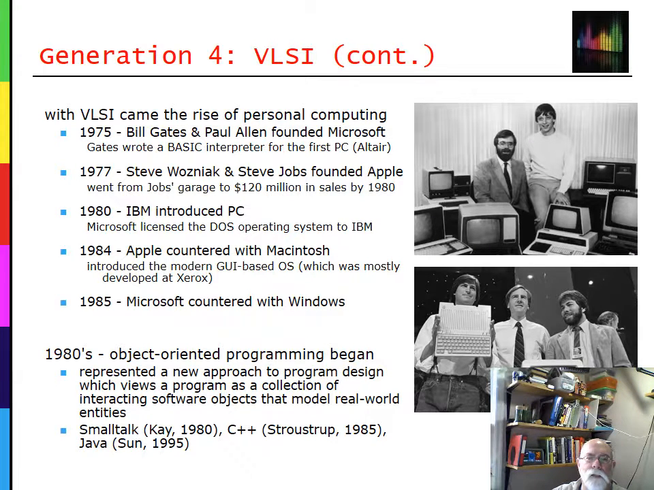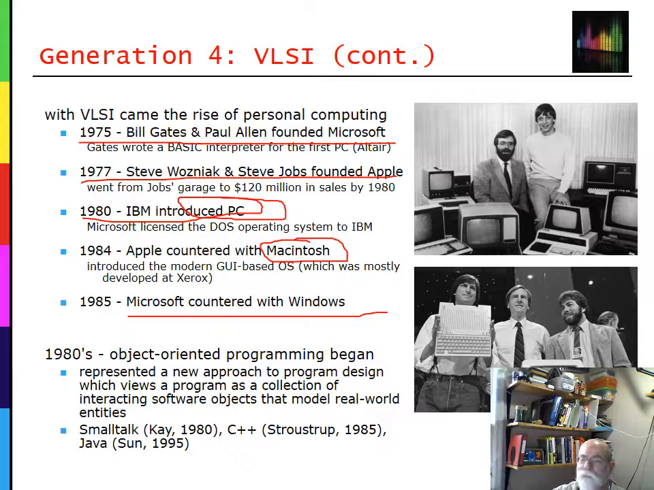So anyway, we continue, and we see 75, the founding of Microsoft. 77, you see the founding of Apple. In 1980, the PC, which is the big thing that revolutionized everything. 84, Apple came out with the Macintosh. Then in 85, Microsoft came out with Windows, which just was a game changer.